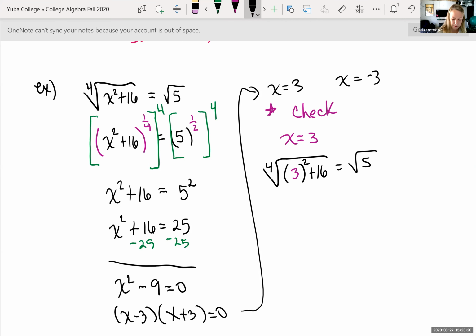So I have the 4th root. Well, 3 squared is 9. 9 plus 16 is 25. This is equal to the square root of 5. So how can I manipulate that to show that? I'm putting a question mark right here. This is actually what we're checking. Well, remember 25 could be rewritten as 5 squared. So this is the 4th root of 5 squared.